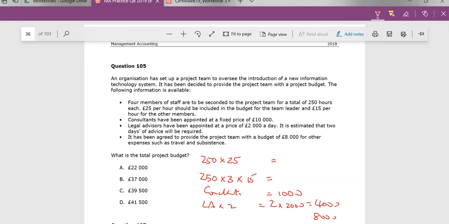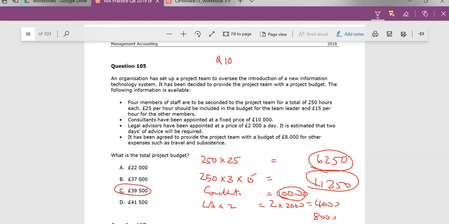So 250 times 25 is 6,250, and then you have 250 times 3 times 15, which is 11,250. So you have that plus the 10,000. Then you have the 4,000 and the 8,000. Add all that together, and you get 39,500. Great. So that's questions 101 to 105, I believe. See you in the next set of videos.